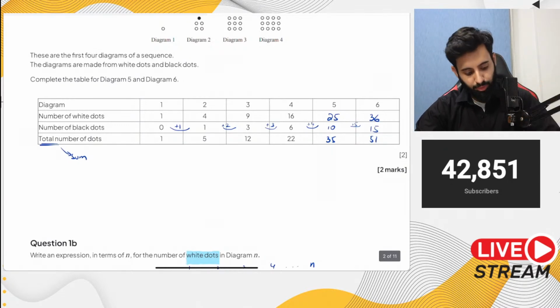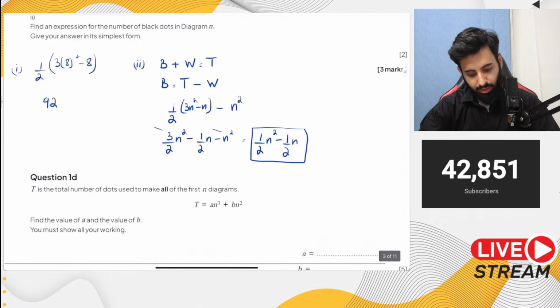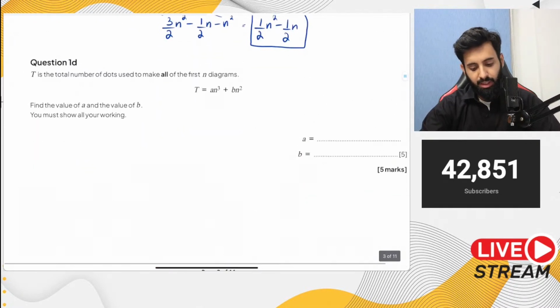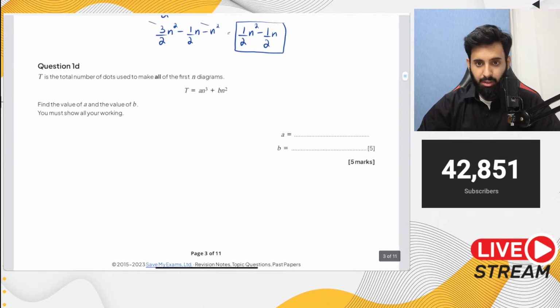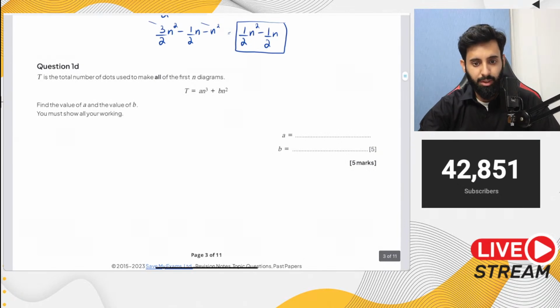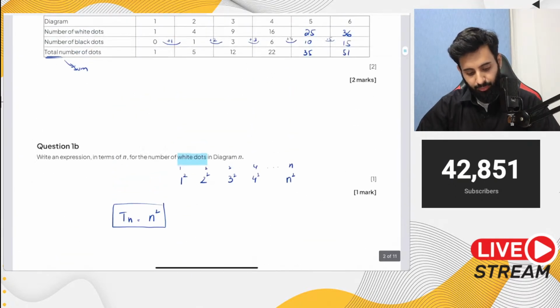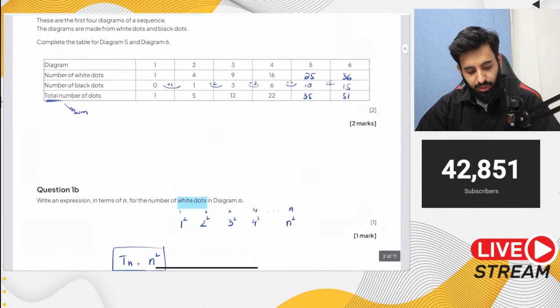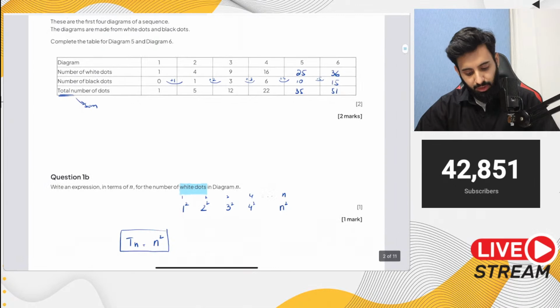Okay, now moving on. Here is part D. Part D is slightly tricky. It's a 5-mark question, so just be mentally prepared for it. It says T is the total number of dots used to make all of the first n diagrams. So basically all of the first n diagrams. First of all, let's find out the total number of dots. Here's what I'm going to do.